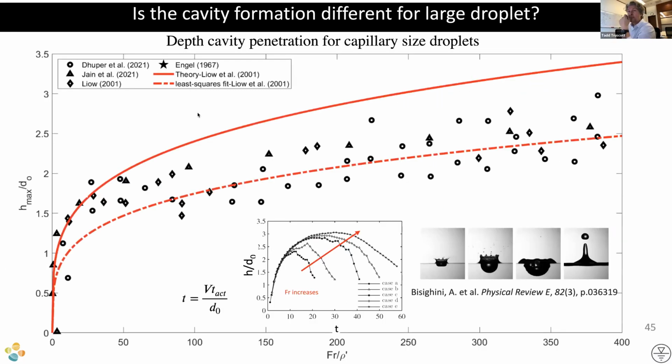So this is a look at some work that's been done in the past. And what they notice is if they take H max over D naught, and that's basically how deep the cavity forms, and then you plot that versus the Froude number. Here they're dividing by rho prime, which is just the density ratio. What they find is they have this theory by Leo in 2001, but the least square fit fits a little bit better from the same study. What you notice is that the data is kind of scattered.